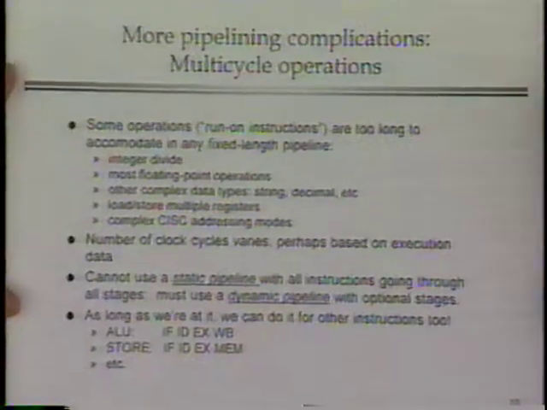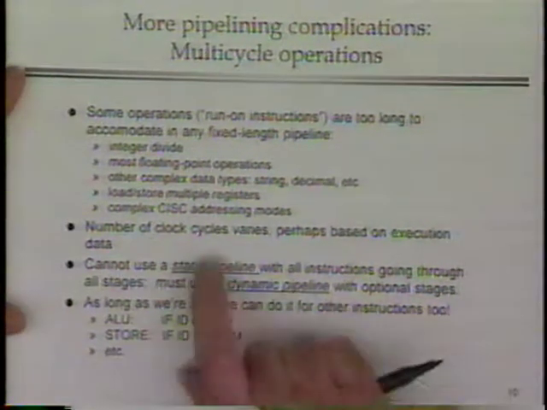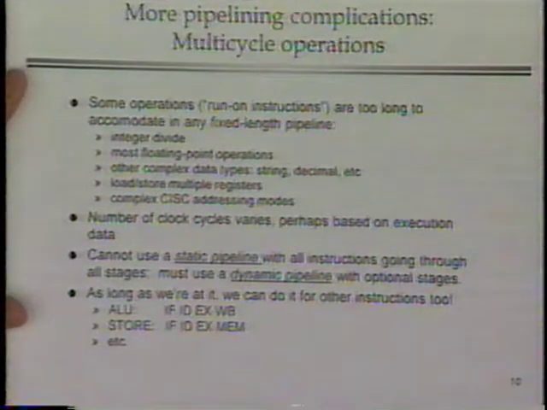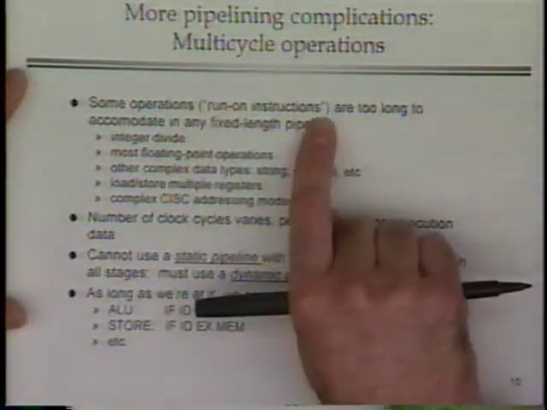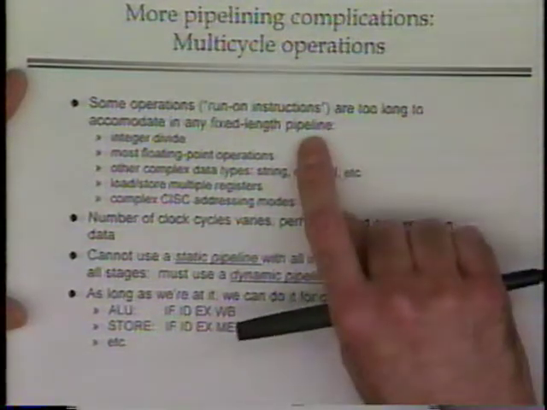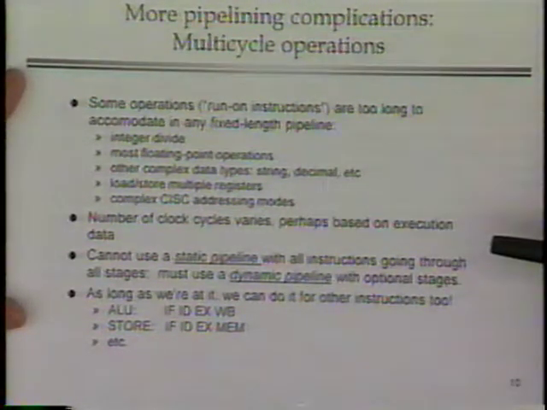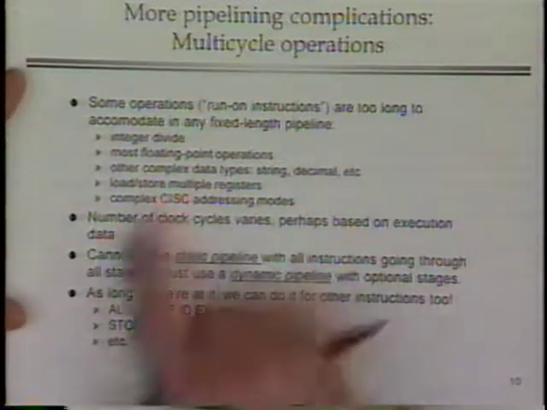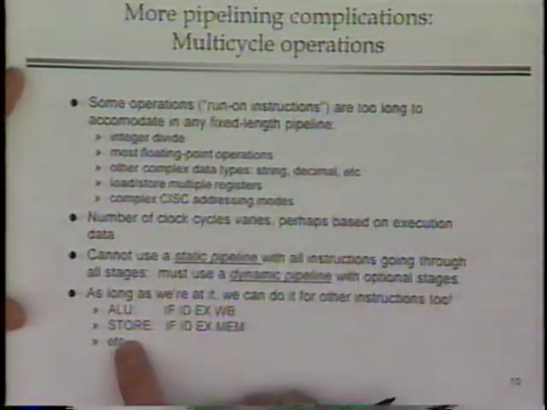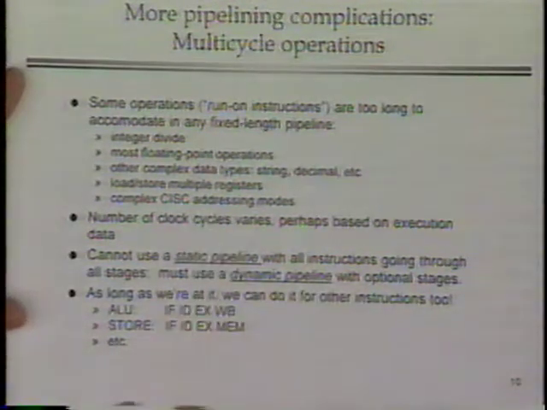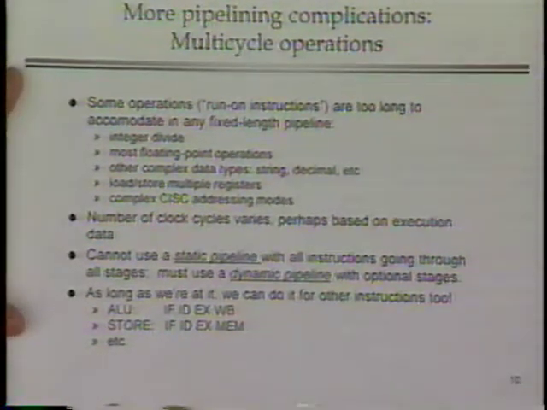Okay, so much for interrupts and the problems that they create. On to another topic, which we'll just have time to begin in this session, and that is multi-cycle operations, things like the floating point operations that our marketing department has demanded we add. People call these run-on instructions, instructions that take too long to accommodate in any reasonable fixed-length pipeline. Maybe even integer divide is like that, but certainly floating point operations, complex data types for strings and decimals and so forth, and a lot of the CISC addressing modes and other instructions.